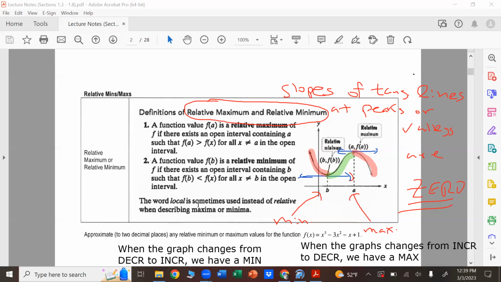There's a bunch of other fancy words here, like the function's relative maximum f of a if there exists an open interval containing a. It seems kind of confusing. What it tries to say is that all the y values close to this are lower than f of a. So that's what makes f of a a max. f of a is higher than all the y values nearby. Here, f of b is lower than all the y values nearby. That's why they call it relative or local, because locally it seems like it's the lowest or highest.